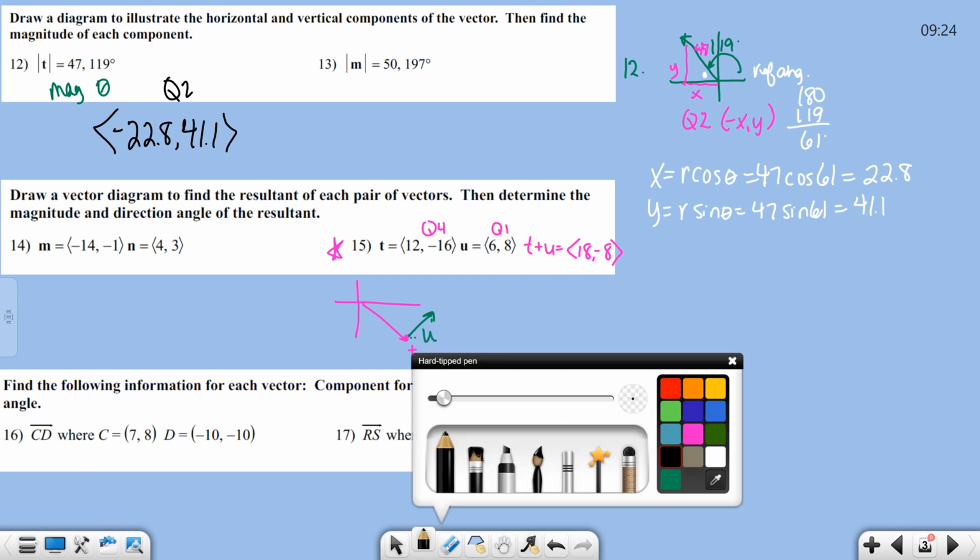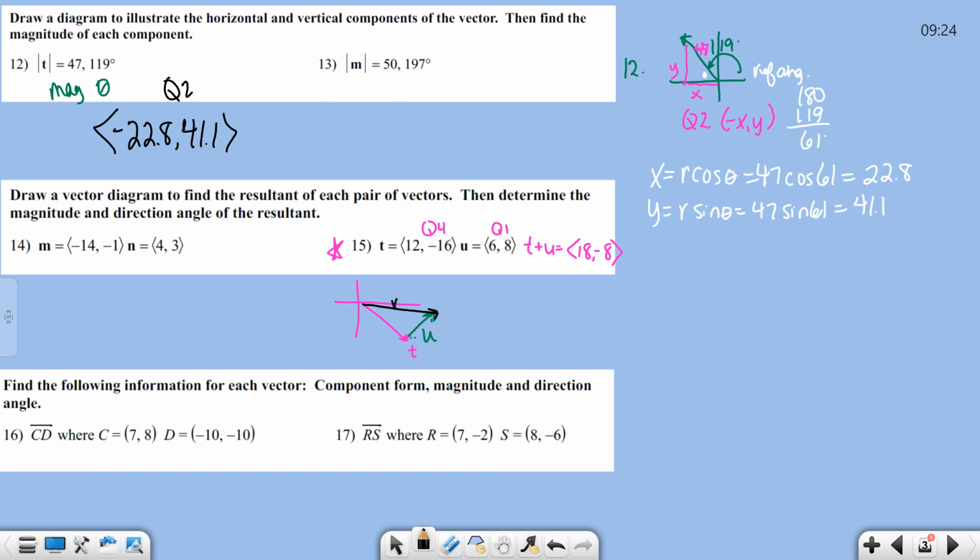And then the resultant still puts us into quadrant 4, and the resultant again is at 18 comma negative 8. So determining its magnitude and direction, the magnitude of the resultant is going to be the square root of 18 squared plus negative 8 squared. So that value is 19.7.